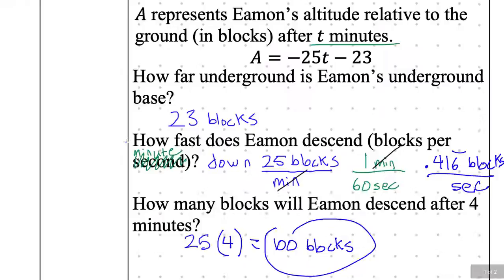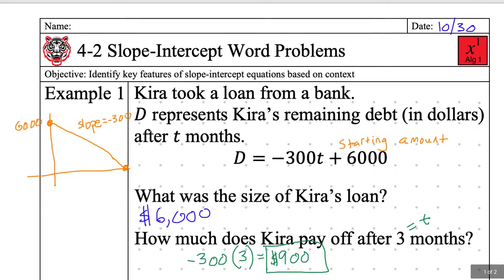All right, and then finally, can you guys give me a fist of 5 for our objective, which was to identify key features of slope-intercept equations based on context? How well can you do questions like 1, 2, and 3? Give me a fist of 5. Now, 5, 4, 4, 4, 4, 4. Lots and lots of 4s.